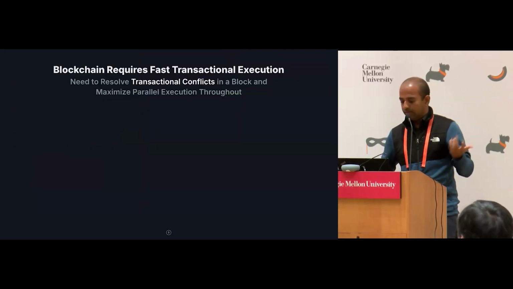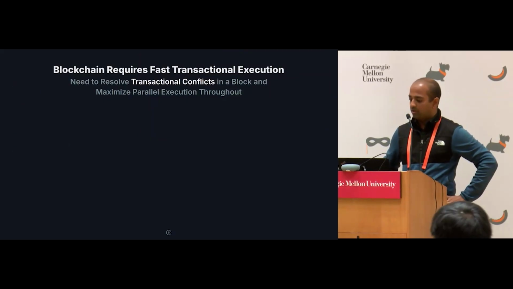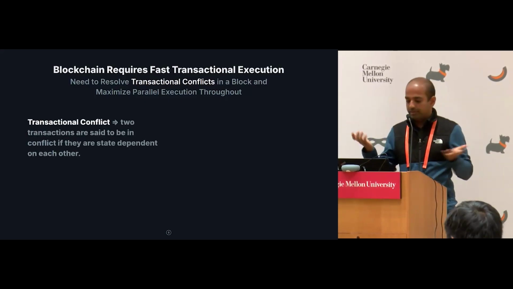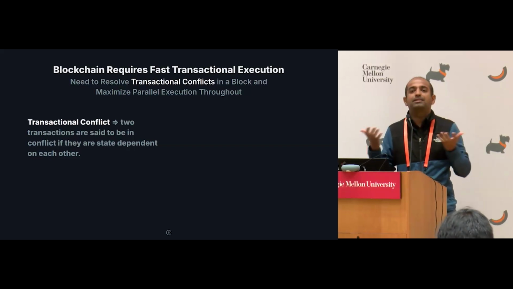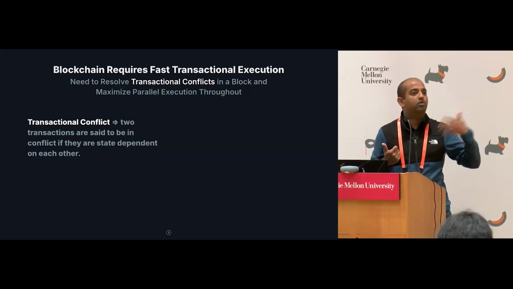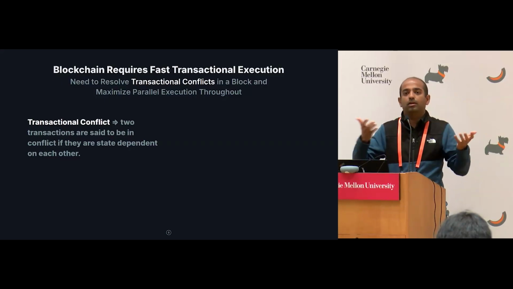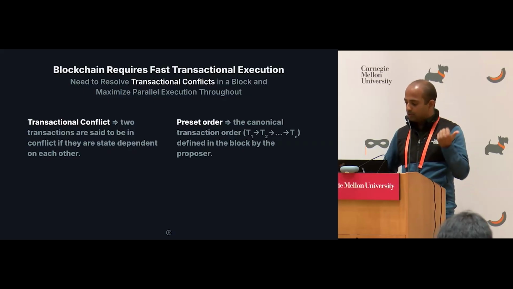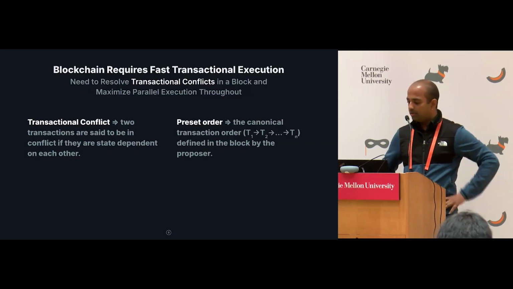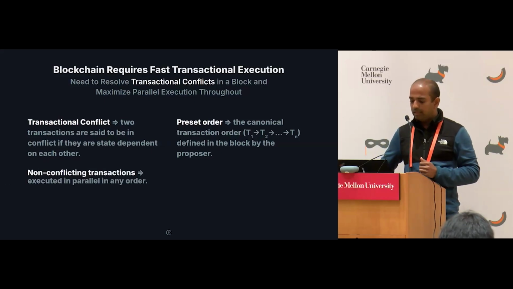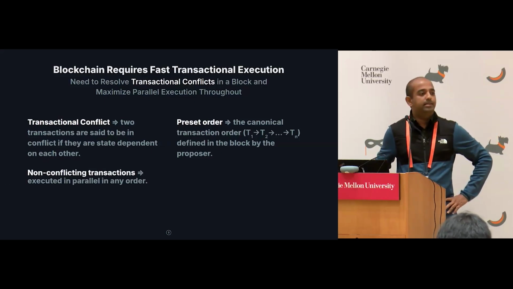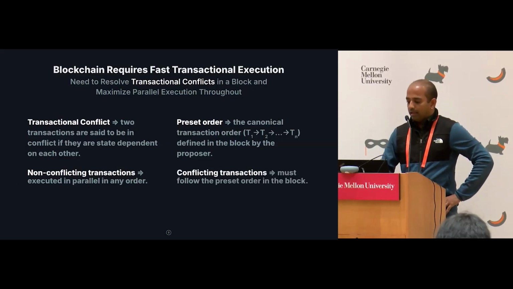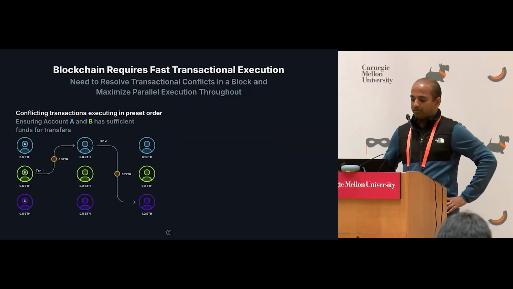So the need of the hour is: how do I resolve transactional conflicts in a block and maximize parallel execution throughput? Conflict, as many of us know, is about state dependency. In our case, we care about write-write and read-write dependencies, the so-called happens-before relation in distributed computing. I have a notion of a preset order, a canonical transaction order defined by the block proposer. Non-conflicting transactions can be executed in any order because they contribute to an equivalent total order, and the conflicting transactions must respect the order of transactions in the block.